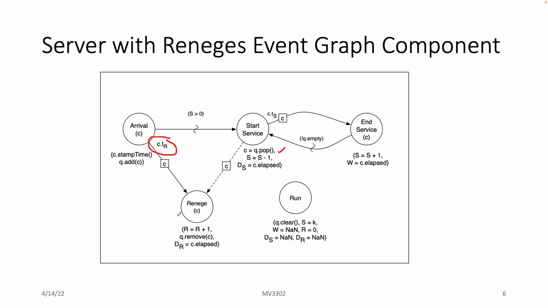So when the renege event occurs, again, we have one more renege event. We make sure we remove that guy from the queue. How do we know which guy to remove? You tell it. That's the argument. And then we can find the delay in the queue for the customer who reneged, because that's simply the elapsed time of the guy who reneged.